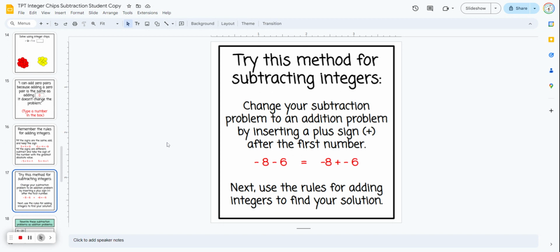And then here's a method for subtracting integers. So they can also change their subtraction problem to an addition problem by inserting a plus sign after the first number. So -8 subtract -6 is the same as -8, and I'm going to insert that plus sign, plus -6. And now they just follow the rules for adding integers.